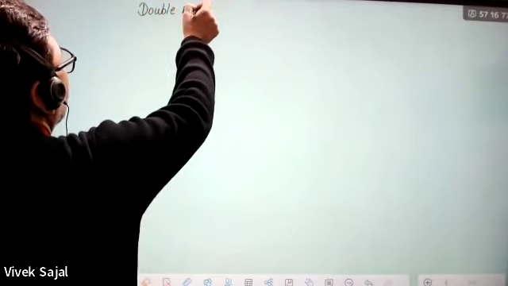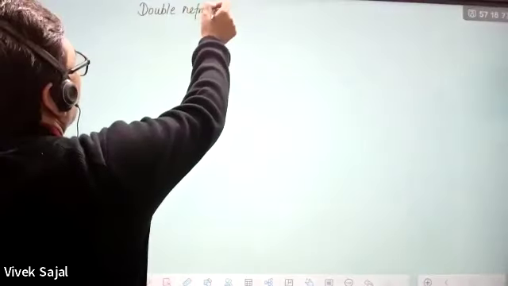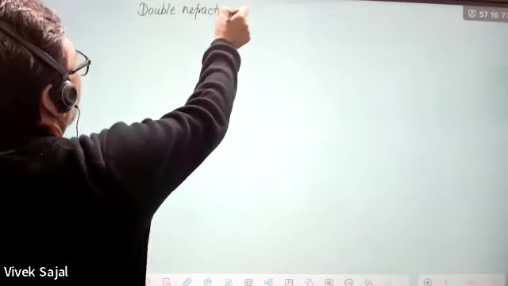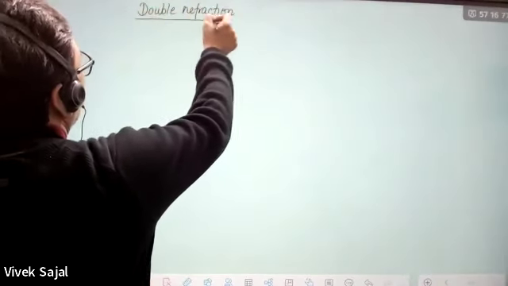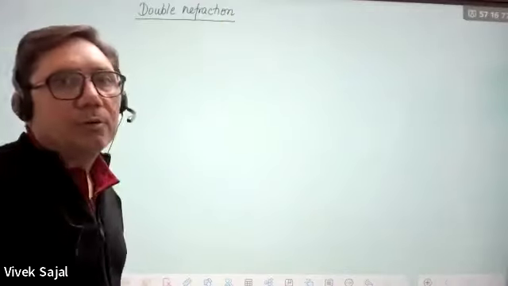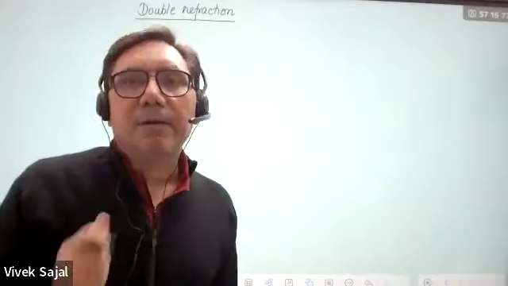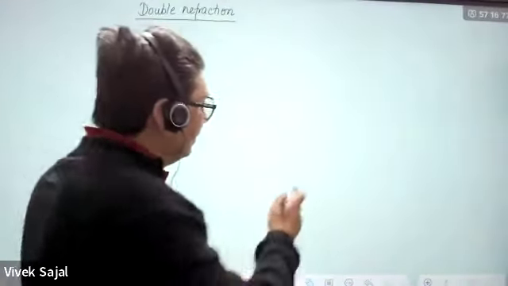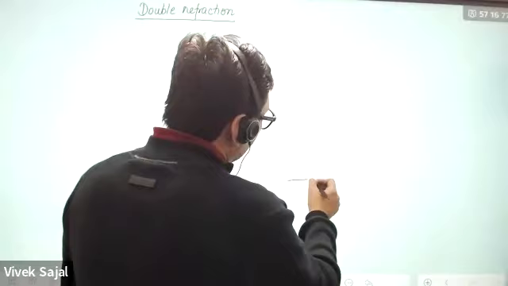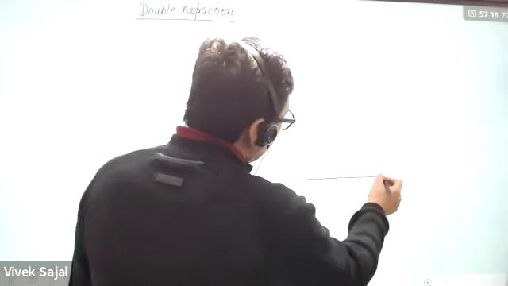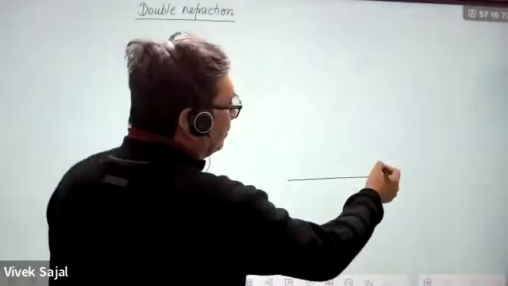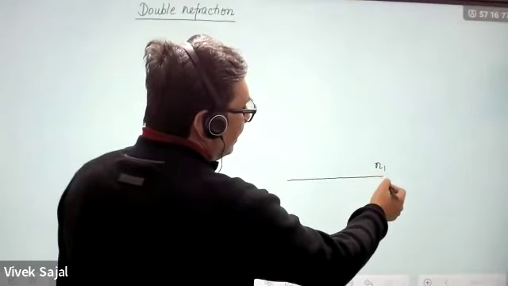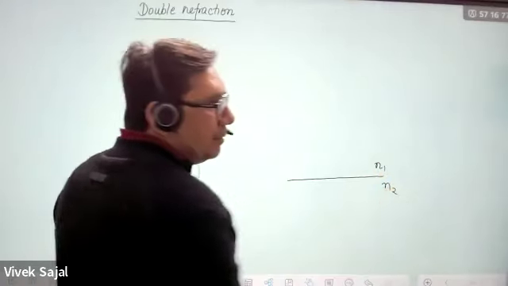Double refraction. So the first question is, what is the meaning of double refraction? First, we want to know what is meant by double refraction. We are aware of refraction. In the case of ordinary light, try to understand, if you have an interface between two mediums, the first medium is N1 and the second medium is N2.